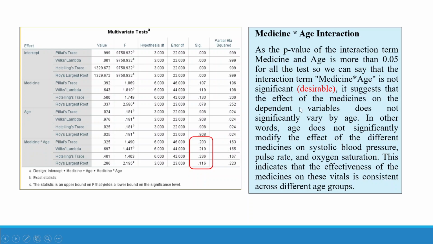It suggests that the effect of medicines on the dependent variables does not significantly vary by age. In other words, age does not significantly modify the effect of different medicines on systolic blood pressure, pulse rate, and oxygen saturation. This indicates that the effectiveness of the medicines on these vitals is consistent. It is not based on age across different age groups.